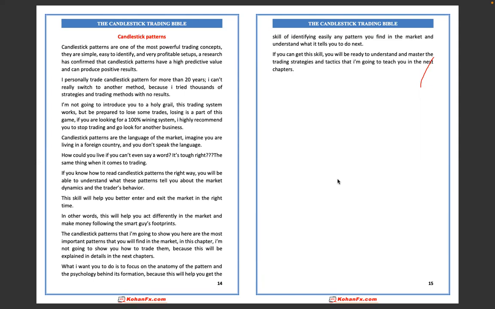Now, candlestick patterns are one of the most important, most powerful trading concepts. They are simple, easy to identify, and very profitable setups. Research confirmed that candlestick patterns have a high predictive value and can produce positive results. In fact, this is the reason why most traders use candlestick patterns, because this is price action. This book talks about price action. And you realize that almost every successful trader uses price action. That's the term I prefer to use.